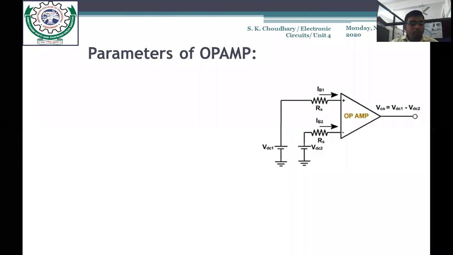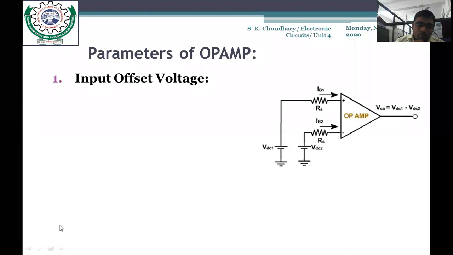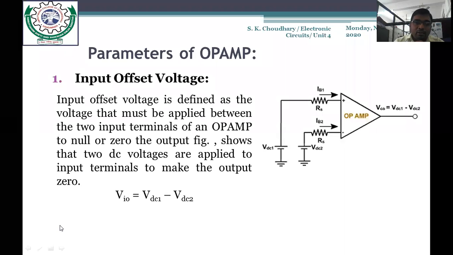Now we have to move to the next topic, that is parameters of the op-amp. The first parameter we are going to consider here is input offset voltage. So this is the diagram that I have shown you. Please draw this diagram, it is very important. And we have to see what is the actual input offset voltage, the definition of this.